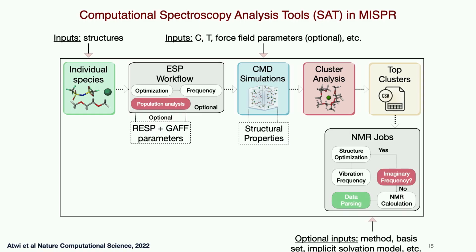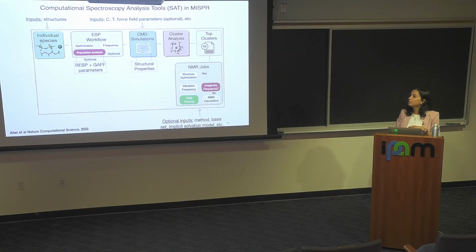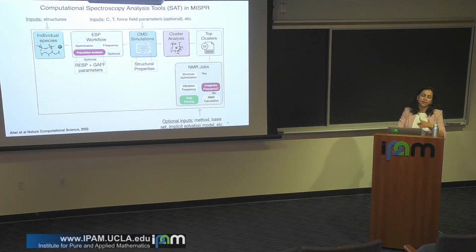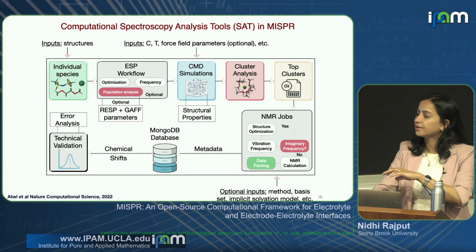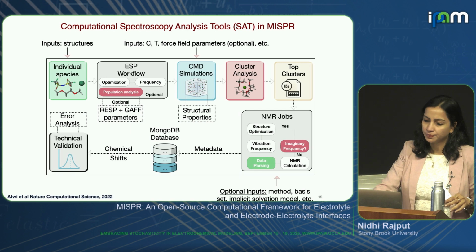And these top clusters are then subjected to the NMR workflow, where we again do the DFT calculations to calculate the NMR chemical shifts. And all this information is stored in a MongoDB database for easy retrieval and analysis and direct comparison with the experimental spectrum.